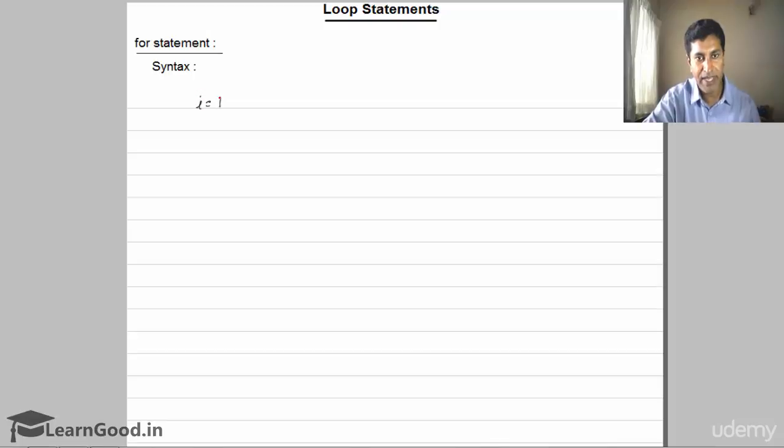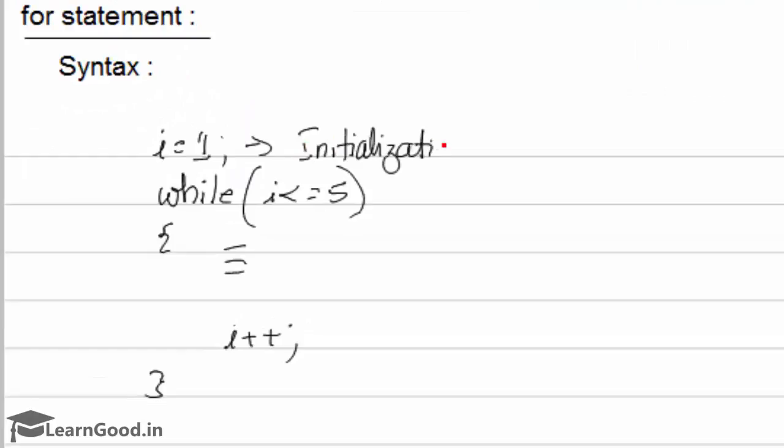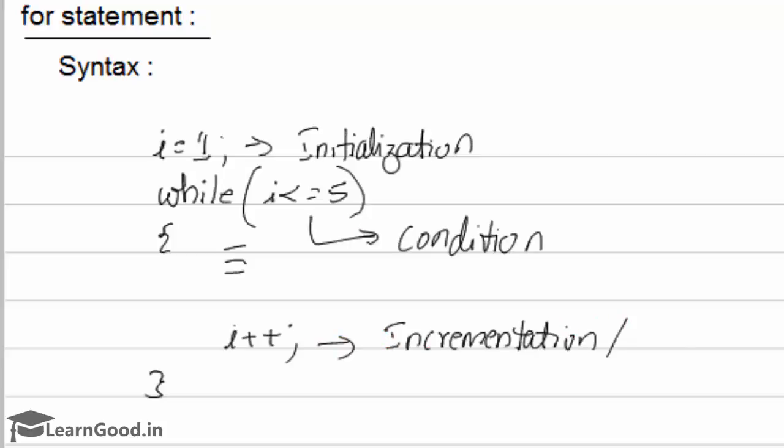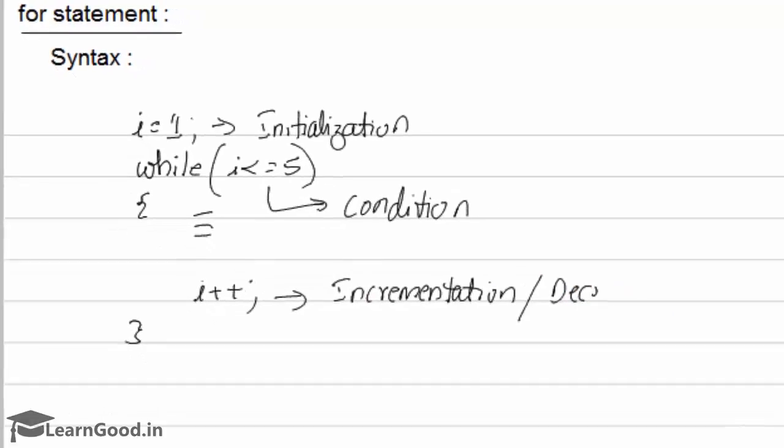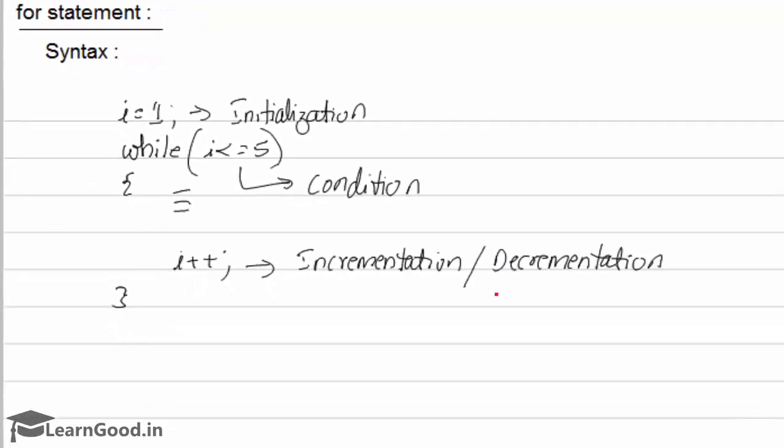First, you have to do an initialization, and then with a while or a do while you give a condition, that is, I is less than or equal to 5, and then here you write a set of statements, and that loop control variable you're going to either increment or decrement. So any loop you take up, you'll have an initialization, second a condition, and third either an incrementation or a decrementation.